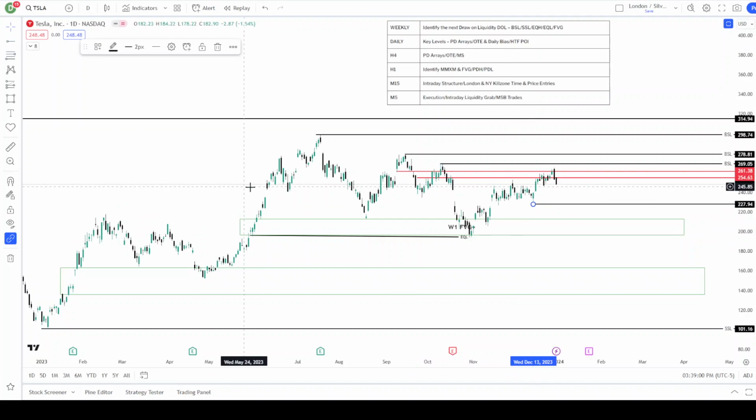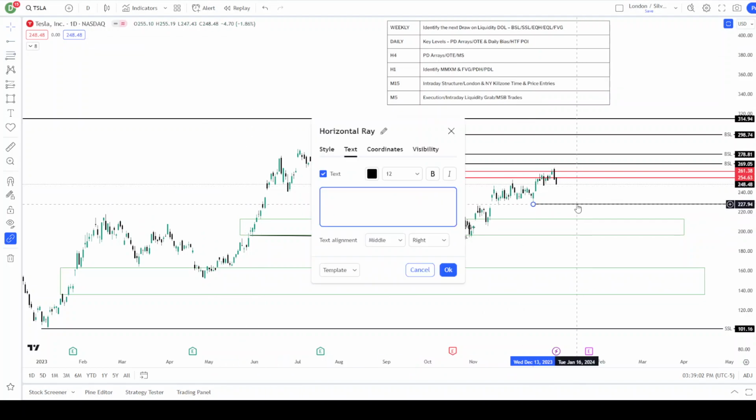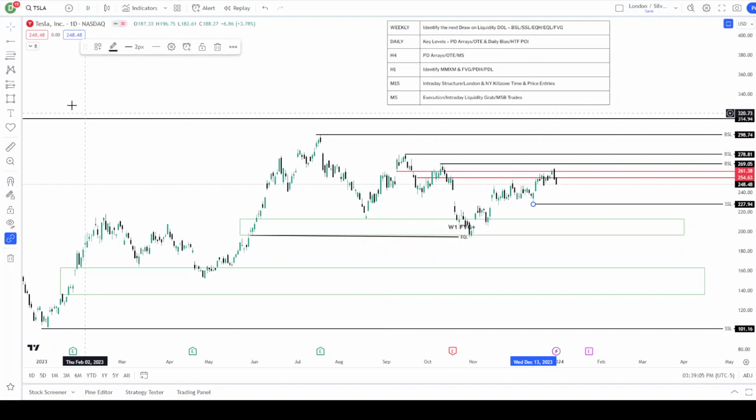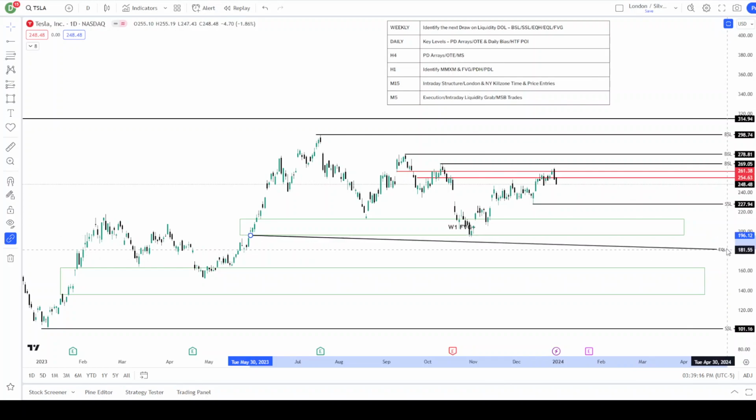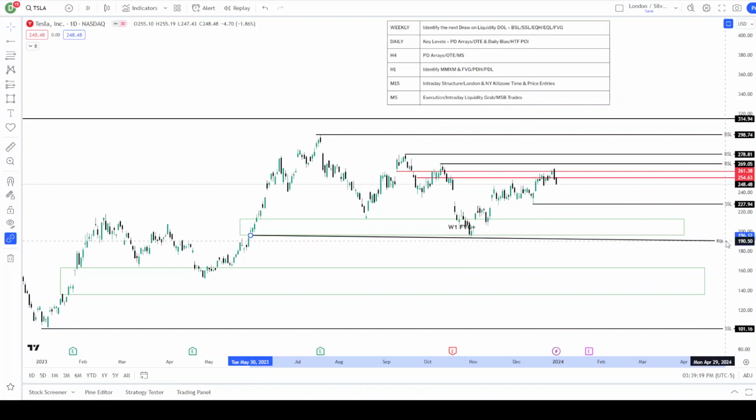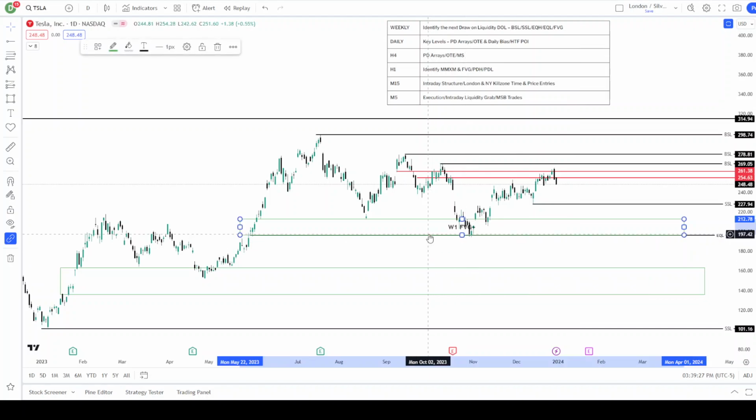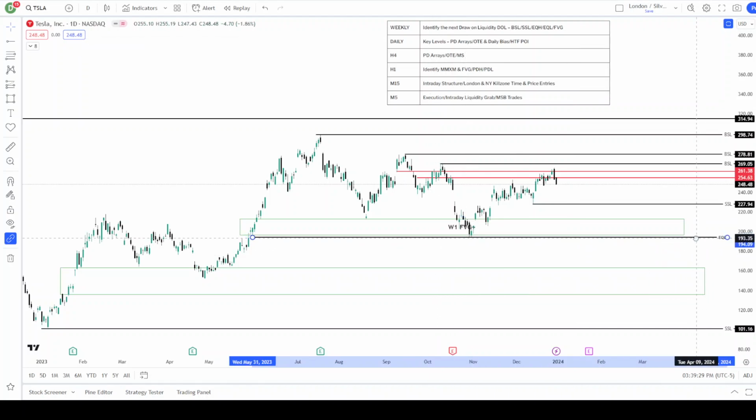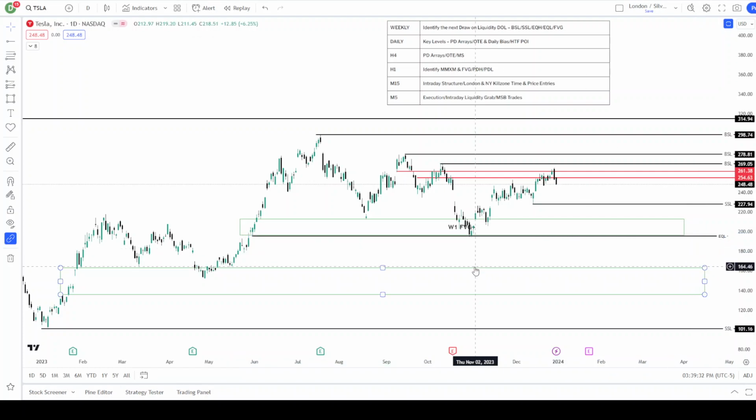We also have this swing low right here. That's going to be sell side liquidity. We have our equal lows here, okay, which also we could just extend out. And let's just make that a straight line. Even though it's equal lows, it's also sell side liquidity. So we got liquidity there. And then we have liquidity here.